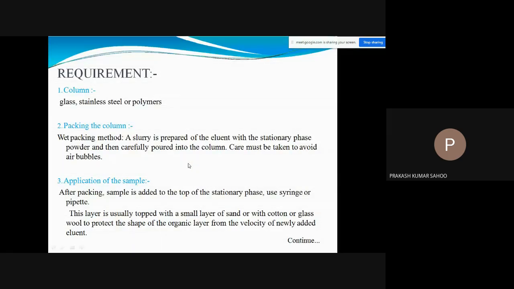Then what are the requirements? That is column, packing the column, application of the sample. The column is made up of glass, stainless steel or polymers. In packing the column, there is the wet packing method, where a slurry is prepared of the eluent, just like your TLC, with the stationary phase powder and then carefully poured into the column. Care must be taken. And how to apply the sample? After packing, the sample is added to the top of the stationary phase using a syringe or micropipette. This layer is usually topped with a small layer of sand or with cotton or glass wool to protect the shape of the organic layer from the velocity of newly added solvent.